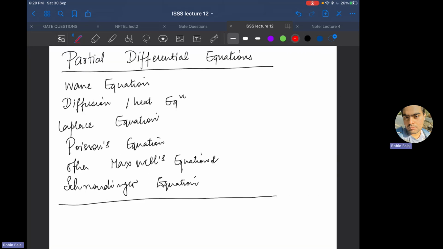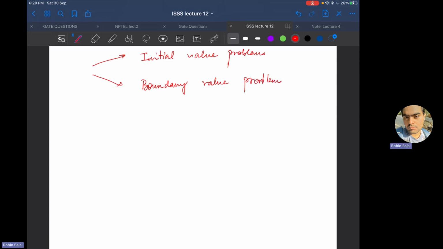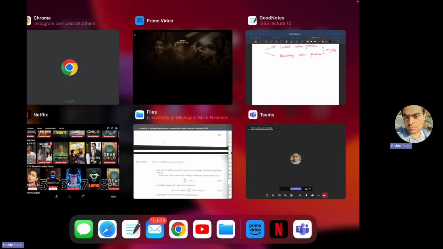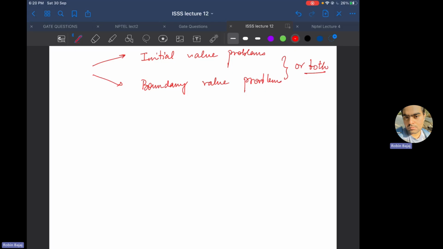Now, just like the ordinary differential equation, we divided these things into initial value problems and boundary value problems, or both, right? That was the idea. Even in this case, this is the case. So there would be a boundary value problem.